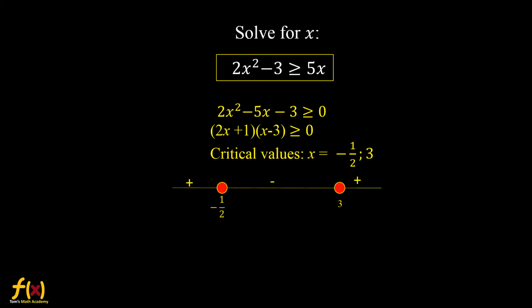Now where is our answer? The question is greater than or equal to 0, meaning positive. Where are the values giving positive x values? Now x must be less than or equal to minus half, or x should be greater than or equal to positive 3.